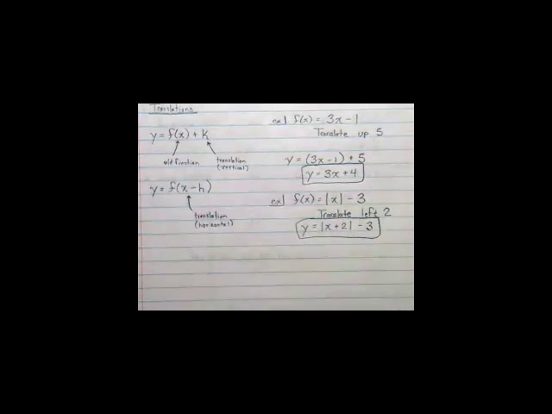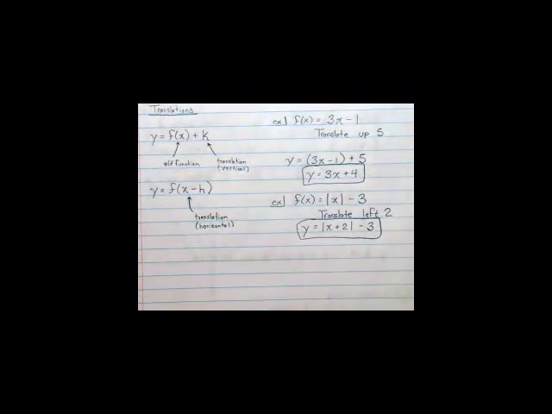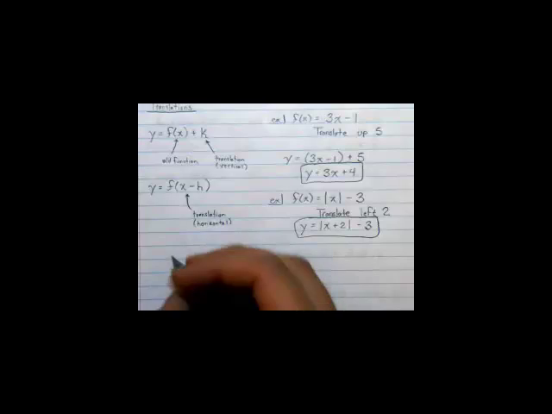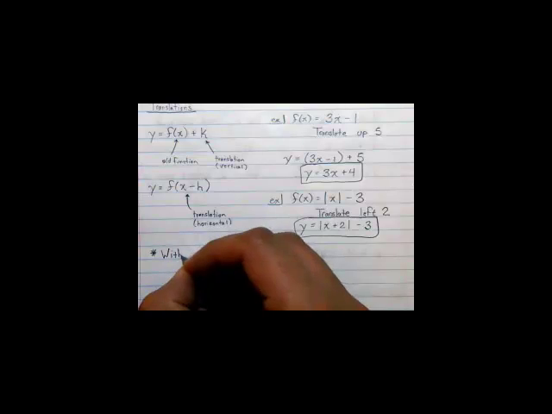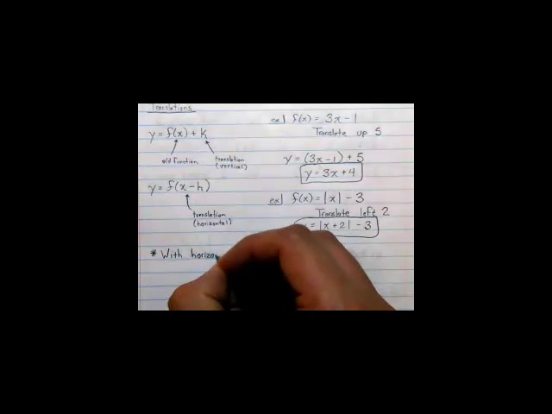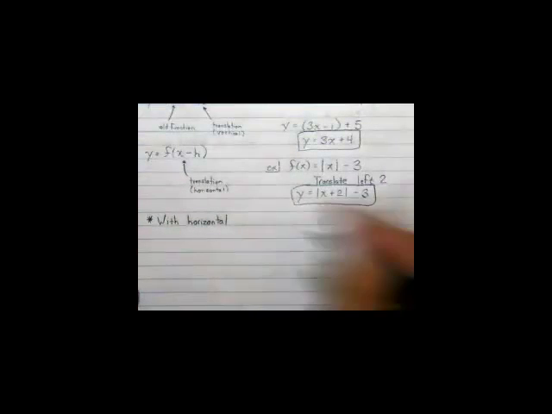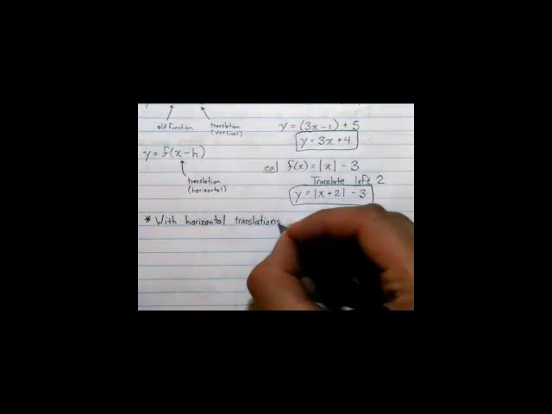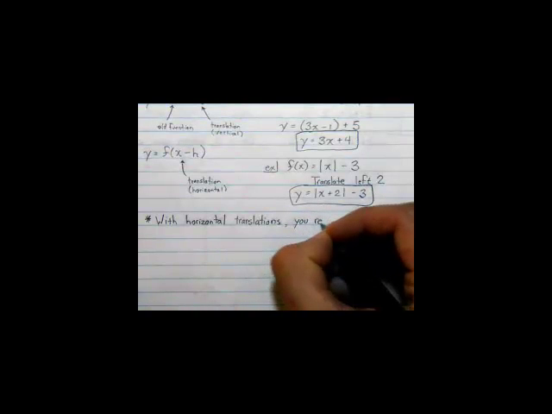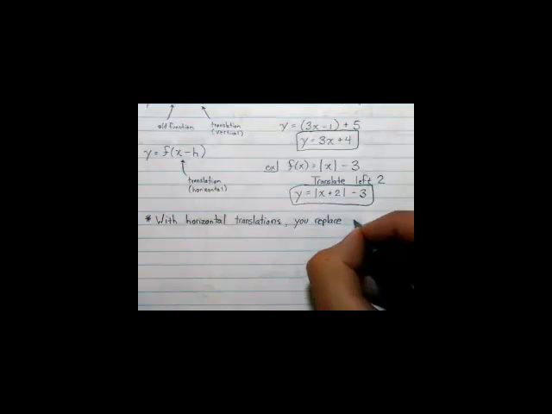Okay, now, when you get into some linear ones with this left and right translation stuff, sometimes it can be just a little bit confusing. So I want to make a little note about the horizontal stuff. So with horizontal translations, what you're really doing is you replace x with x minus h.